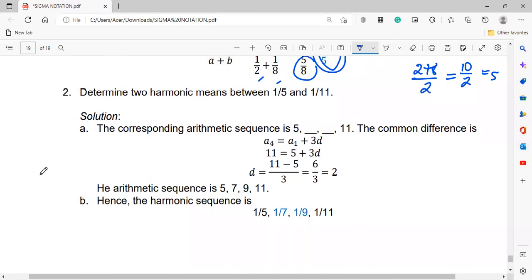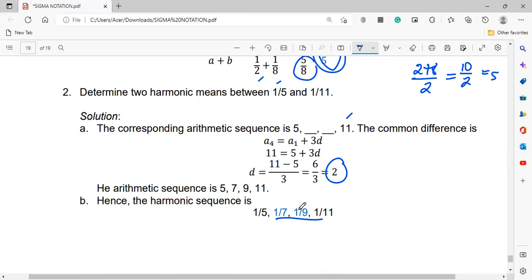Determine the two harmonic means between 1/5 and 1/11. So the corresponding arithmetic sequence are 5, blank, blank, and then 11. The common difference is, well, the fourth term is equal to the first term plus 3d. 11 minus 5 divided by 3. Common difference is 2. So the arithmetic sequence will now be add 2 to every term. So 5 plus 2 is 7, plus 2 is 9, plus 2 is 11. So baliktarin mo lang yung 7 and 9. Magkakaroon ka ng 1 over 7 and 1 over 9. So nakuha mo na yung harmonic means.